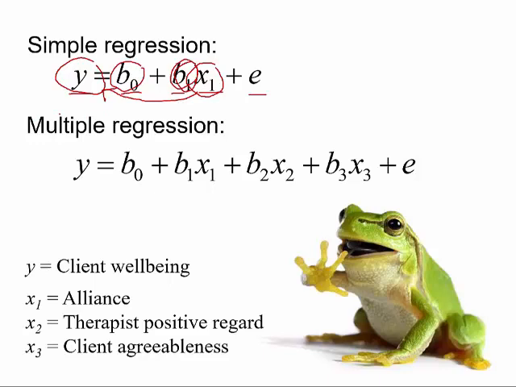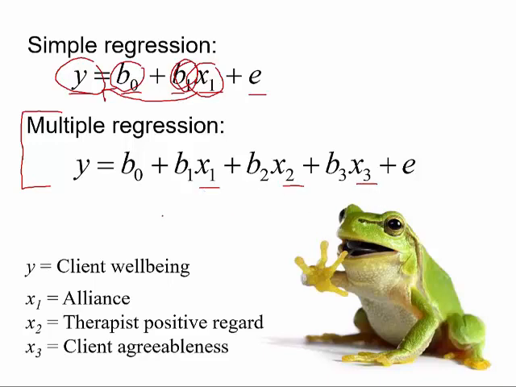So with multiple regression, we're simply going to add predictor variables. We're no longer limited to just a single predictor. That is, we're not limited to a single x variable. We could have 2, 3, 4, or any number of predictors. In this example, I have 3 predictors, 3 x variables: x1, x2, and x3.